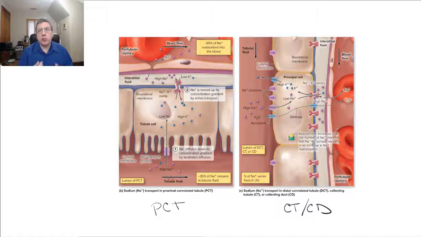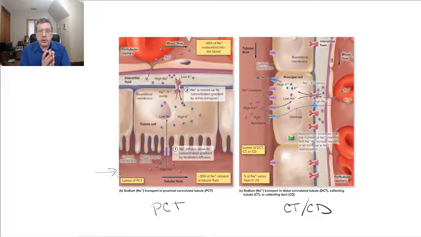Let's look at the proximal convoluted tubule, where we said 65% of sodium is reabsorbed. We have the tubular fluid at the bottom of this picture. This is going to be the tubular fluid down here. And we are going to have a relatively high concentration of sodium in the tubular fluid, okay.